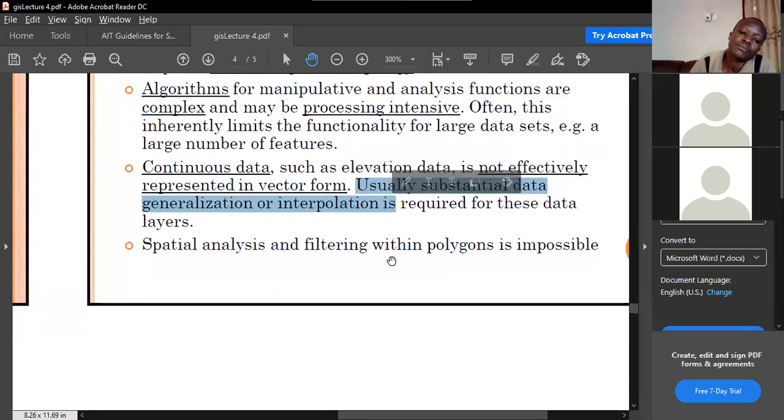Spatial analysis and filtering within polygons is impossible. You can't do spatial analysis, you can't analyze anything in a polygon. The polygon becomes a black box that you can't do much about.